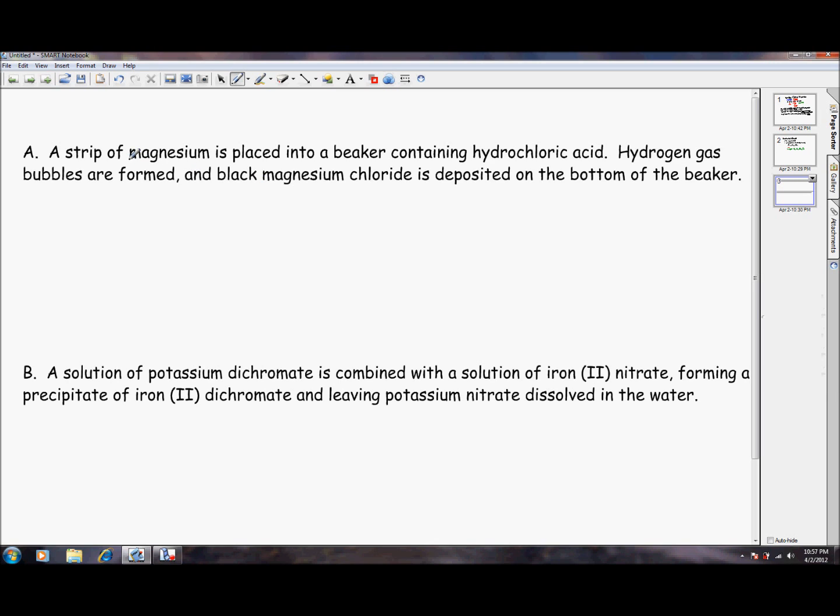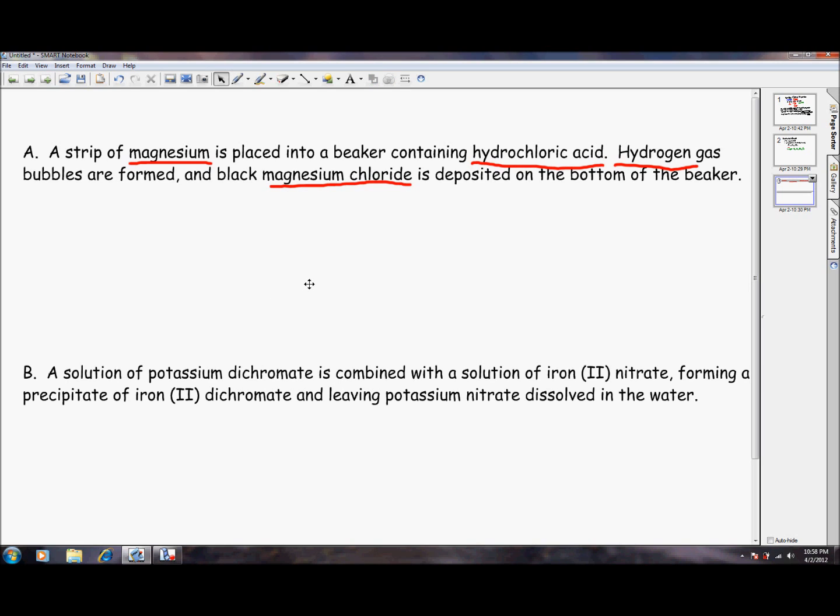Okay, your first responsibility is going to be figuring out what the chemicals are that are in the reaction. So you read through here and you ask yourself where the elements and compounds are. Magnesium, you know, is an element. Hydrochloric acid is a compound. Hydrogen's an element. Magnesium chloride is a compound.